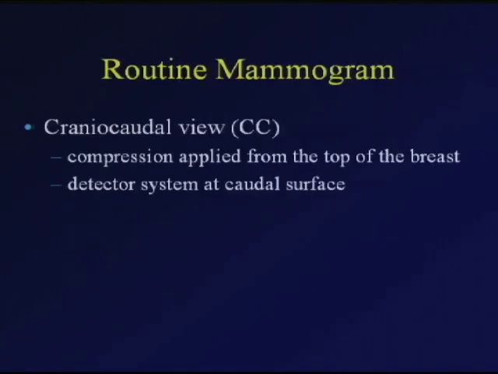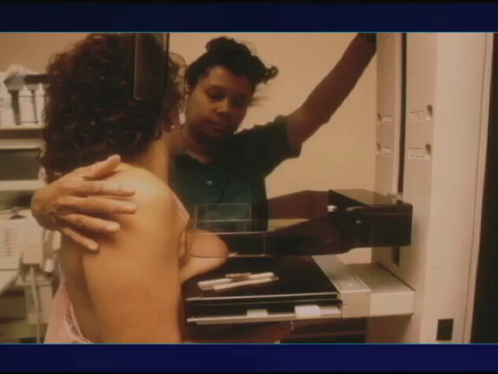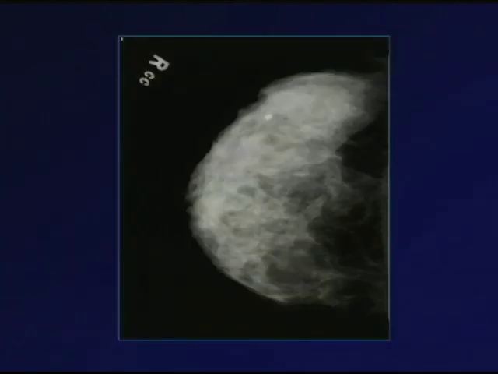The routine mammogram is made up of two views. One is the craniocaudal view, or the CC view, and compression is applied from the top of the breast with the detector at the caudal surface of the breast. And this is a schematic of that, looking down on the breast. And this shows how that is performed. The breast is placed on what we call the bucky, and then the compression plate comes down on top of the breast. And this is a mammogram in the CC projection.